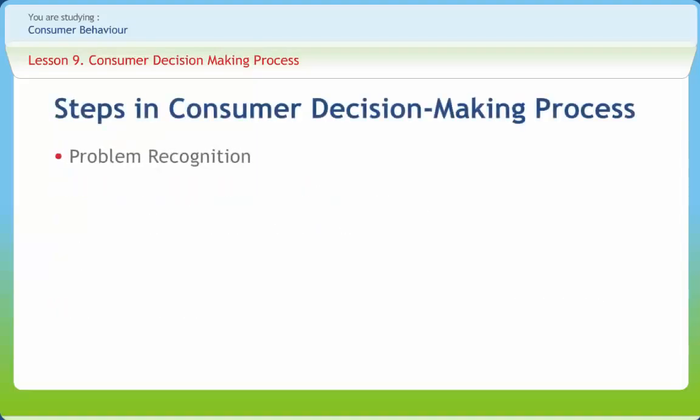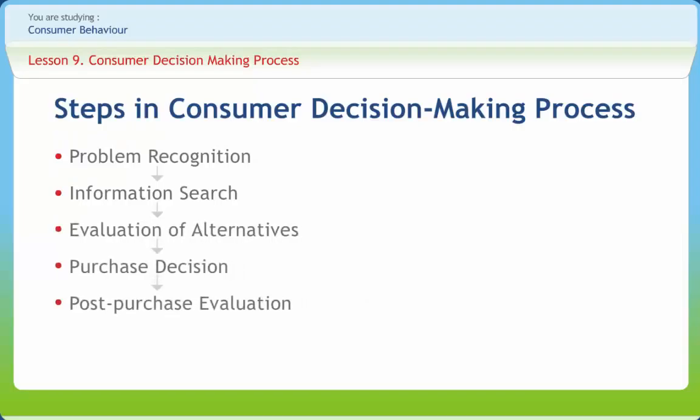The figure here shows the stepwise process of consumer decision-making. It begins when a buyer becomes aware of an unsatisfied need or a problem. Problem recognition is a critical stage in the consumer decision-making process because without it, there is no deliberate search for information. The process of problem recognition combines some highly relevant consumer behavior concepts, such as information processing and the motivation process.